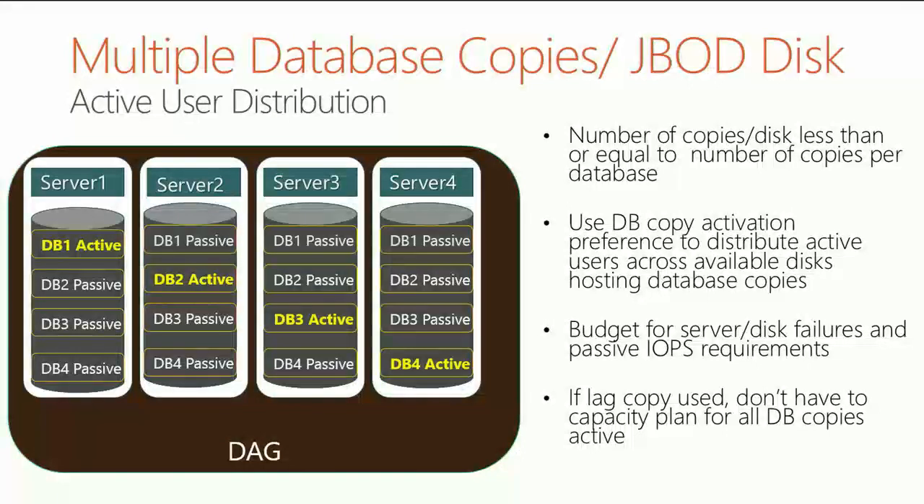Rarely, if ever, are all the actives running on a single copy. By design, you shouldn't be doing that, and again, this is where budgeting for server and disk failures is based on the number of servers you have and the copies that are supported in that DAG environment, to ensure you've budgeted sufficient I/O capacity for the system. And passive I/O is included in that budgeting. If lag copies are used, this is a copy that will not become active, and again, in your budgeting, it allows you to discount the cost of those users on that database for that particular volume.